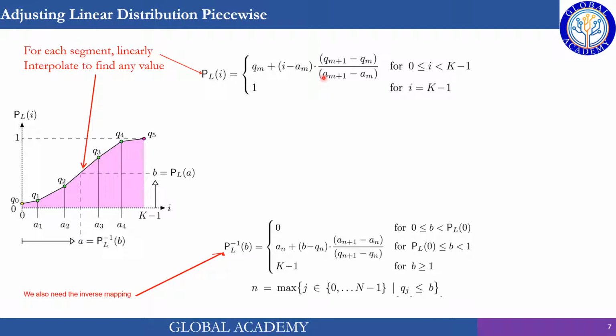So this first expression is a set of straight lines written as vertical axis as a function of horizontal axis. This is the vertical axis, horizontal axis I. So P sub L of I as a function of I. Whereas the second expression is a set of equations written as horizontal axis as a function of vertical axis.